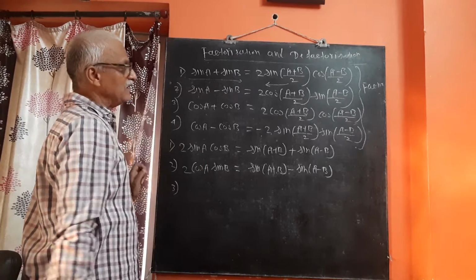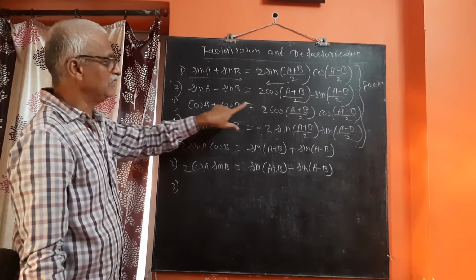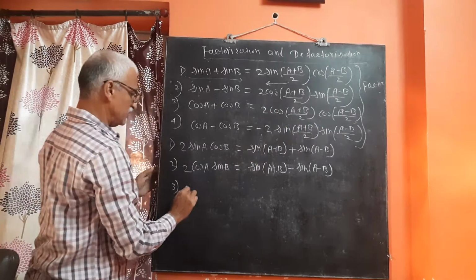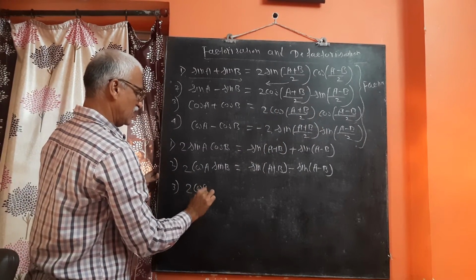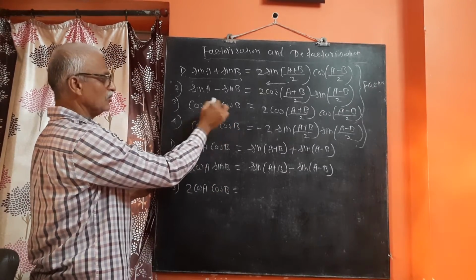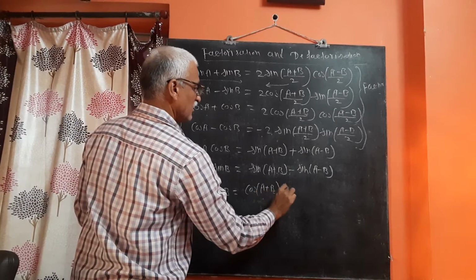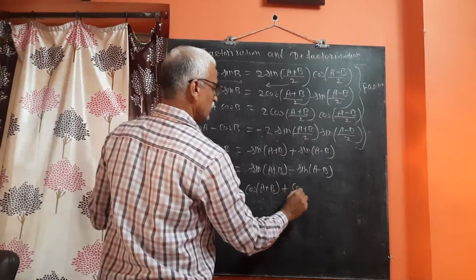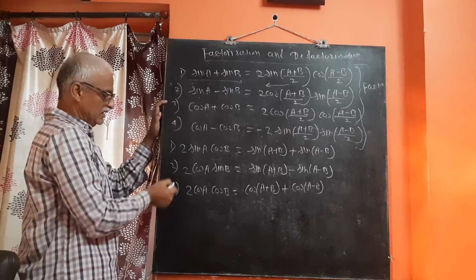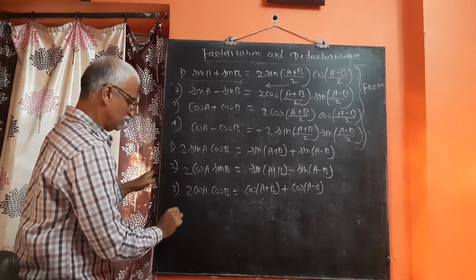Now according to the same theory, the addition of 2 cos is the multiplication of 2 cos. Now its reverse is the multiplication of 2 cos, that means 2 cos A cos B is equal to the addition of 2 cos, that means cos of (A plus B) plus cos of (A minus B). That is the third, and these are in the reverse direction. The fourth is remaining here.